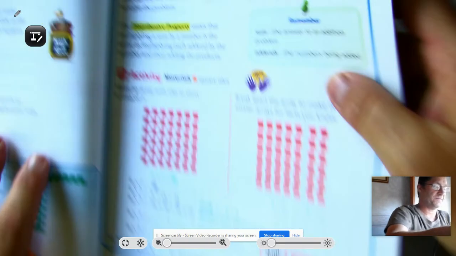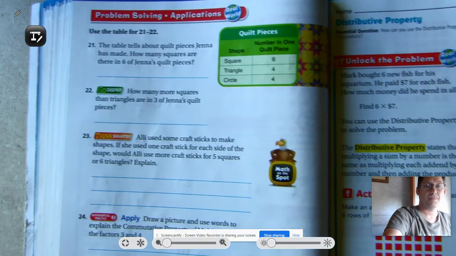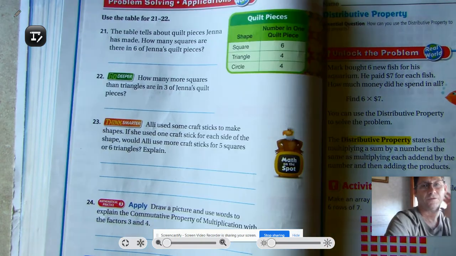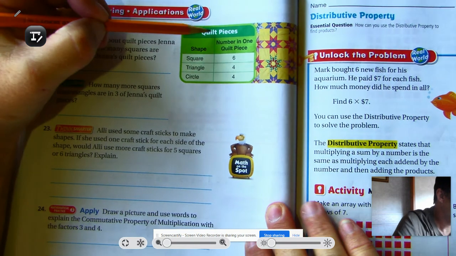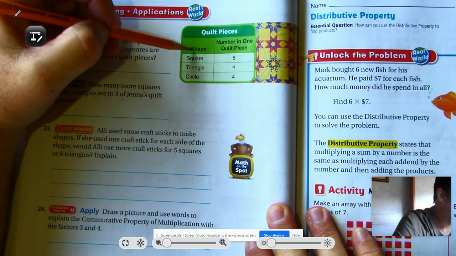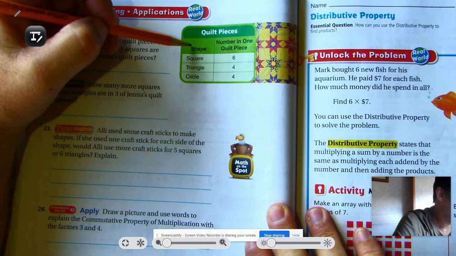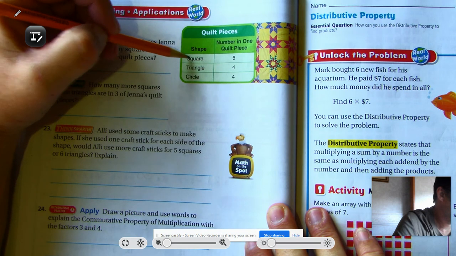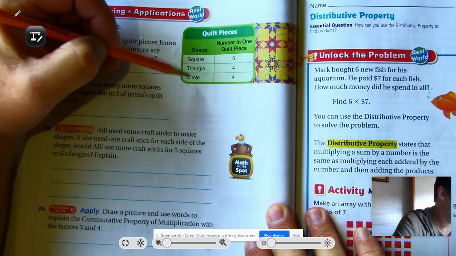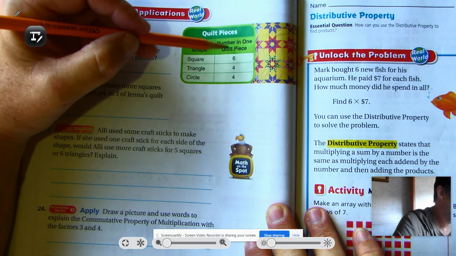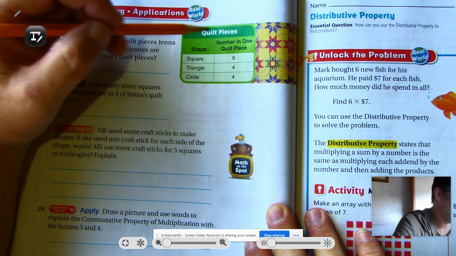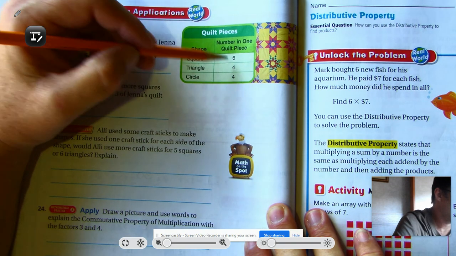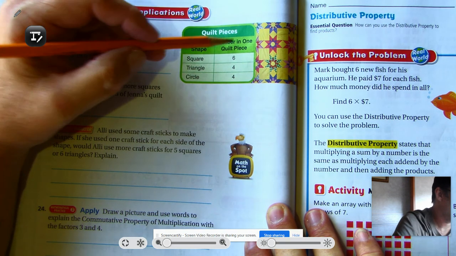All right, page 150. Use the table for numbers 21 and 22. All right, so let's look at the title. Quilt pieces. We have shapes. So these are the shapes of the quilt pieces. We have a square, a triangle, and a circle. In one quilt piece, you need 6 squares, you need 4 triangles, and you need 4 circles.